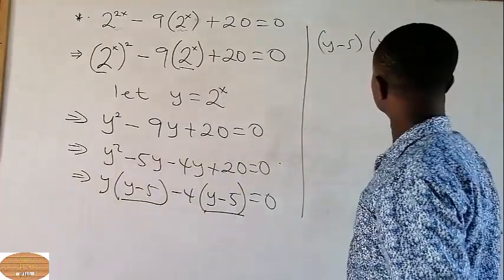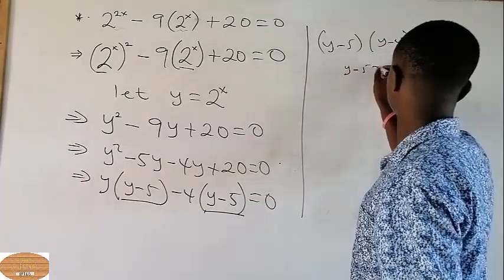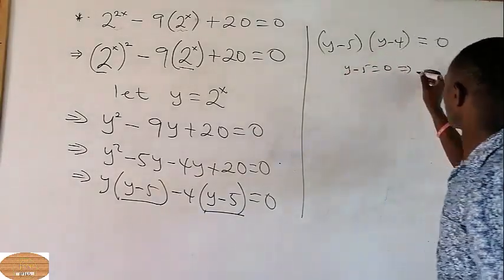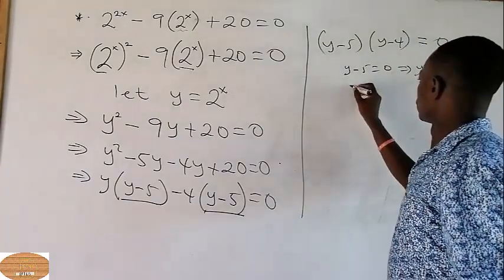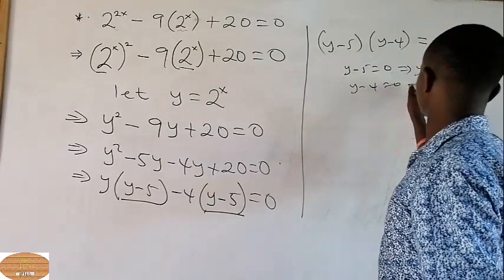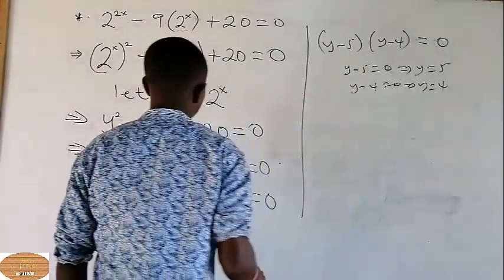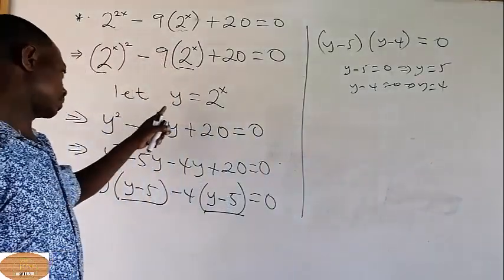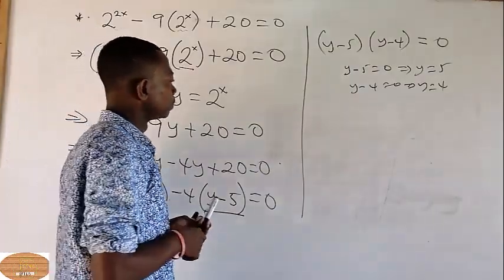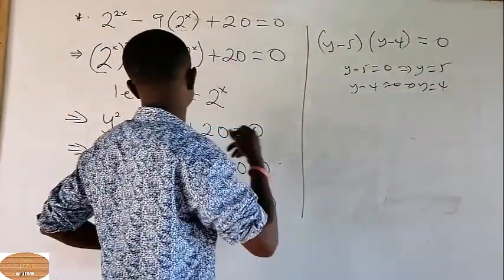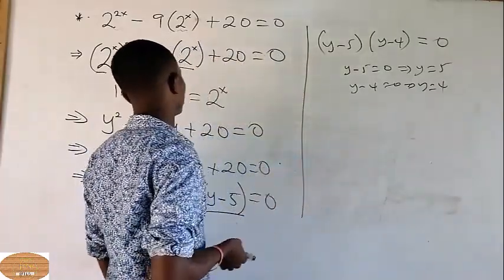Alright. So let's solve this one. y minus 5 is equal to 0. Therefore, y is equal to 5. And also, y minus 4 is equal to 0. Therefore, y is 4. Alright. So we said let y be this. We are after x, not y. So let's move on. So we said let y be this one, and we have y to be 5 and y to be 4.